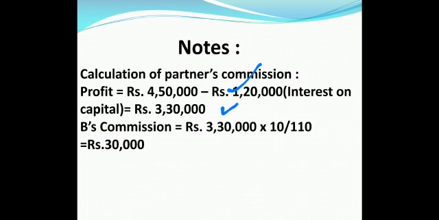Now we have to apply the formula as we did in the case of manager's commission. So B's commission is equal to 3,30,000 into rate upon 100 plus rate, so 10 by 110. The final amount comes out to be 30,000. I hope now the calculation is very clear to everybody.